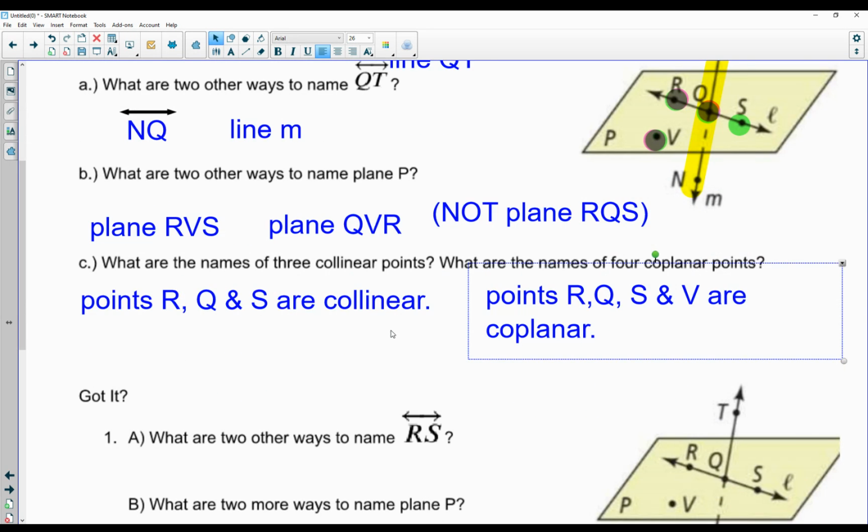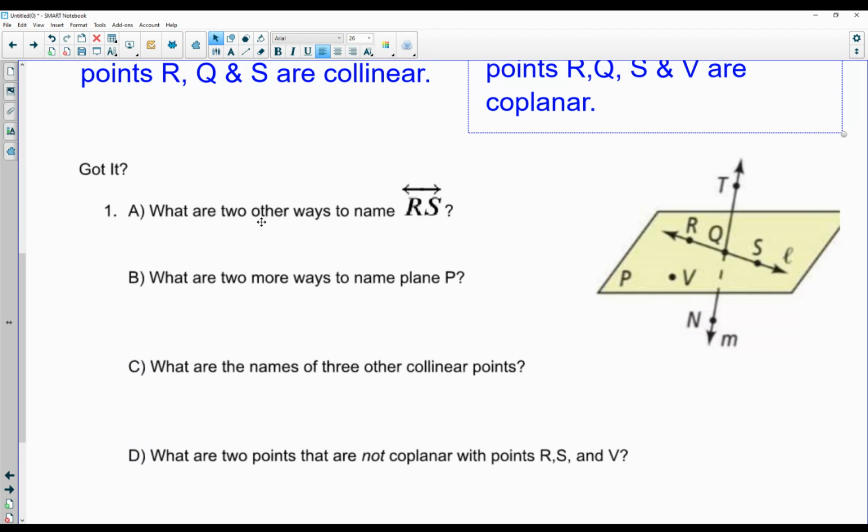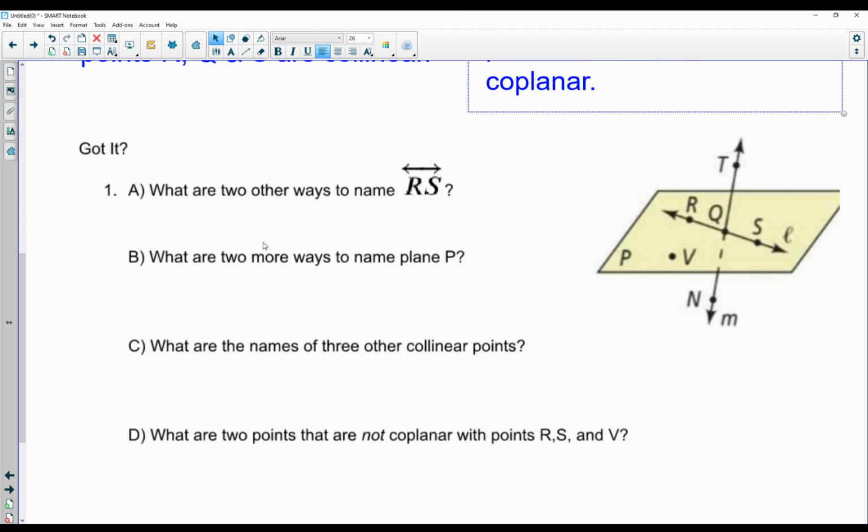Now let's go down here and use the same diagram and see if you can try these questions. I want you to pause and answer these questions by yourself, and then unpause and you can listen to me go through the answers. Okay, so first, what are two other ways to name RS? So we're talking about line RS, which is right here.